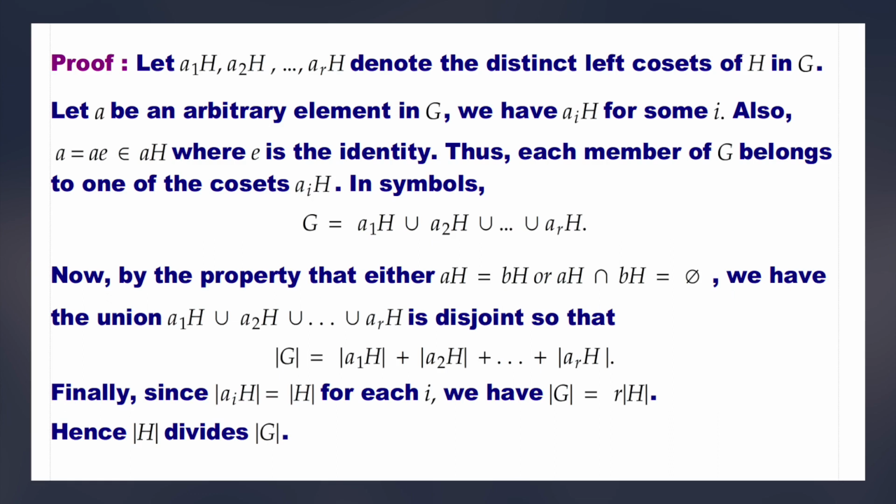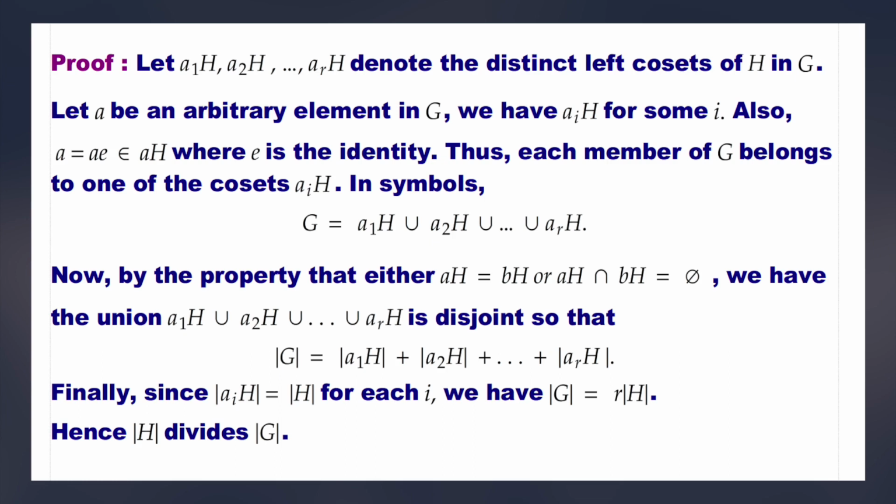Let A1H, A2H, and so on up to ARH denote the distinct left cosets of H in G. Let A be an arbitrary element in G. We have A in AiH for some i. Also, A is equal to AE in AH, where E is the identity. Thus, each member of G belongs to one of the cosets AiH. In symbols, G is equal to A1H union A2H union and so on union ARH.